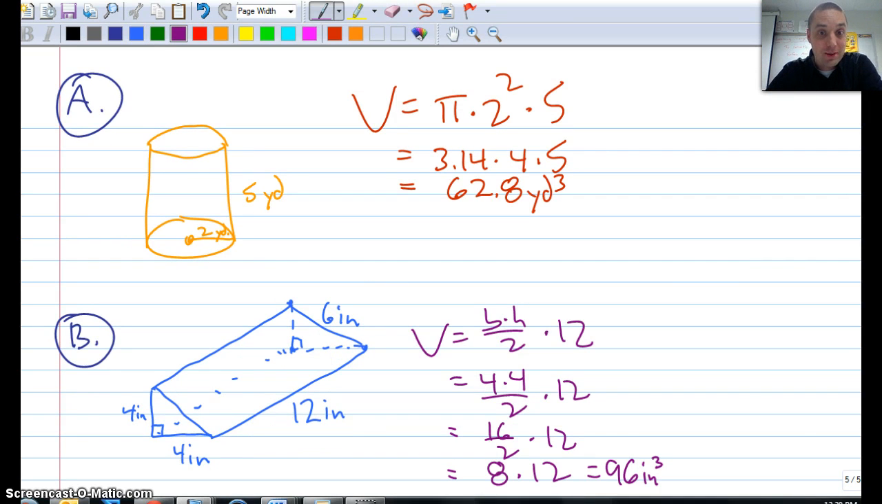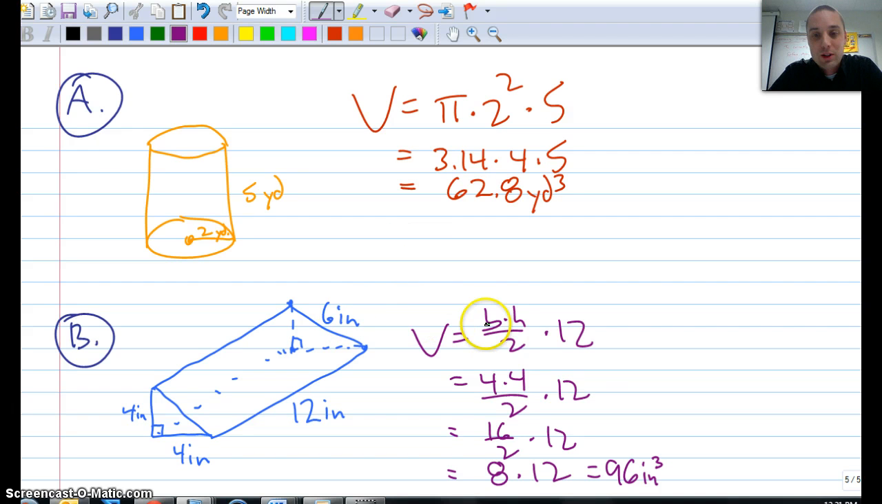Okay, let's check in and see how you did. For the cylinder up here, you should have taken our volume formula, which is pi times radius squared times height, gone pi times 2 squared times 5. 2 squared is 4, so really you're taking pi times 4 times 5, that gives you 62.8 yards cubed. So if you made a mistake there, go back, fix it, so that you get 62.8.